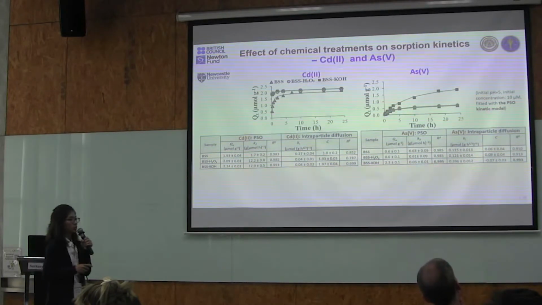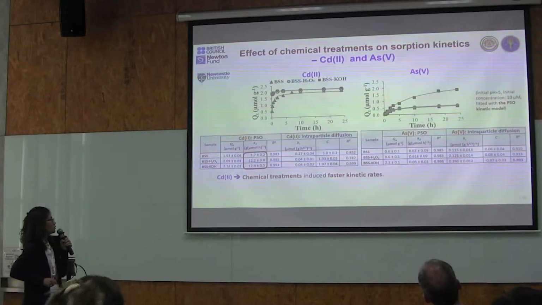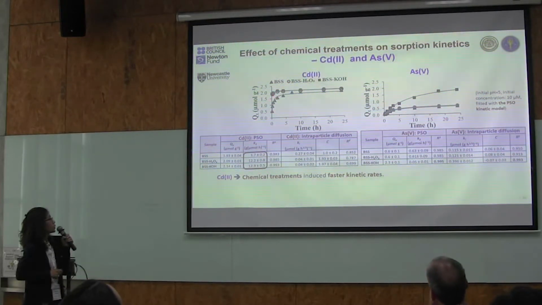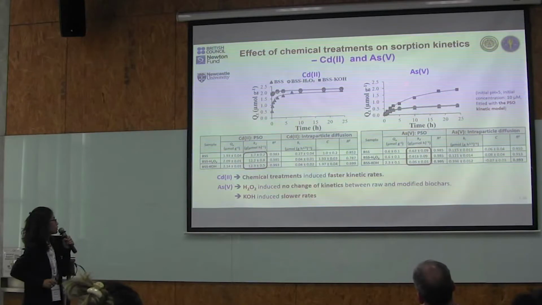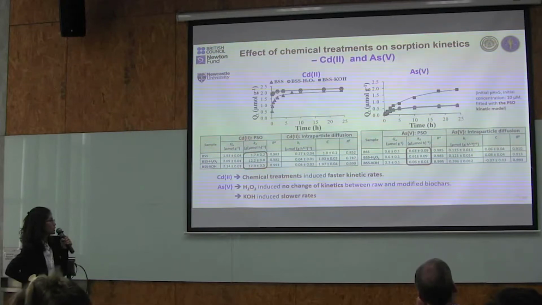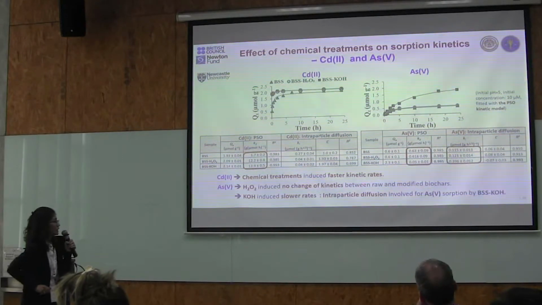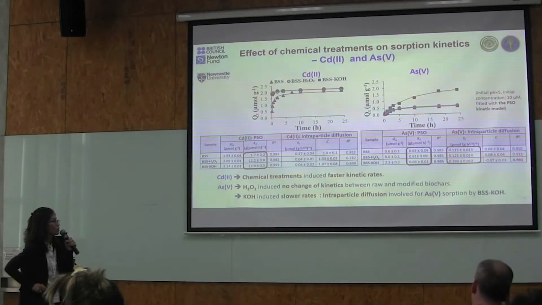So here is the effect of chemical treatment on the sorption kinetic. We found for the cadmium, the chemical induced a faster kinetic rate. As you can see, it reached equilibrium really fast compared to the raw biochar. While for the case of arsenic 5, when we modify with hydrogen peroxide, it's really similar, no difference. While for the KOH, a slower rate was found. This is linked to, for the pseudo second order model and intra-particle model, if we observe the correlation coefficient, it's really similar, 0.995 and 0.993. So meaning that the intra-particle diffusion can also be involved in the arsenic.